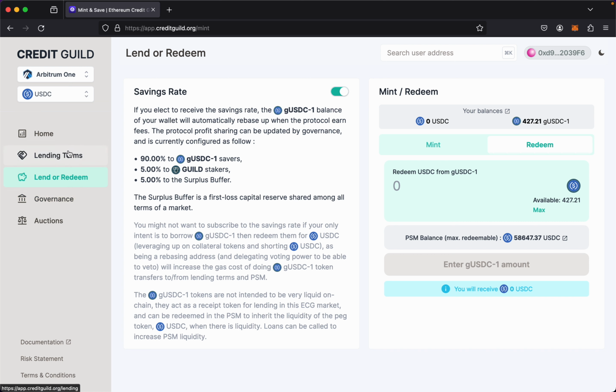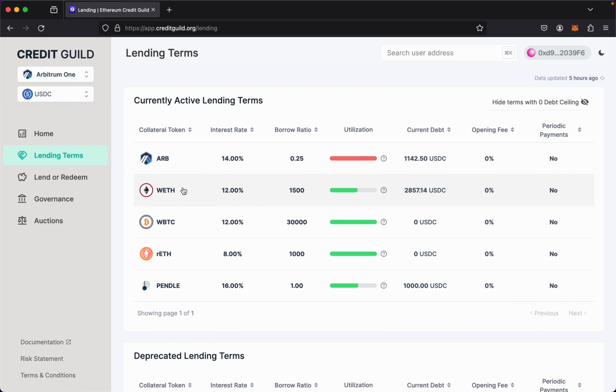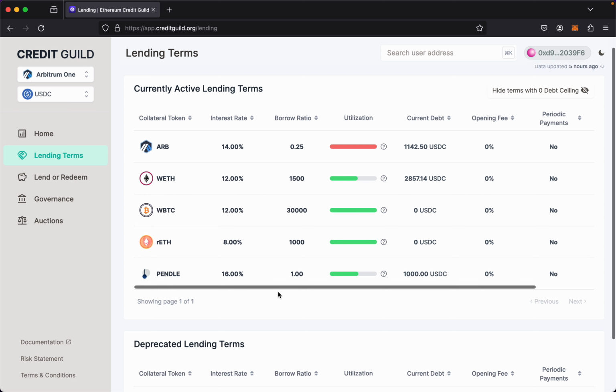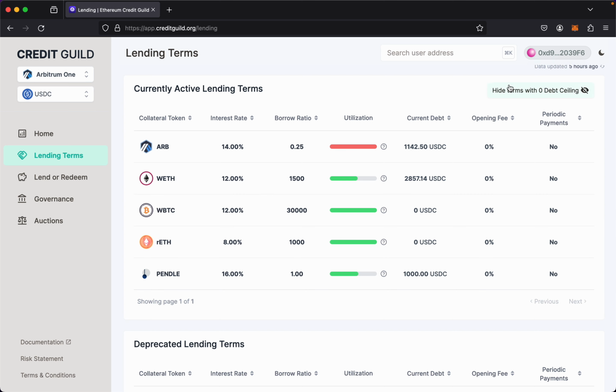Let's take a look at how borrowing works. Now we can go to lending terms. This is a list of all of the available different loan terms in the protocol. You can see that the terms with zero debt ceilings are hidden. So these are the terms that have been approved and which have Guild stakers voting for them, which allocate some debt ceiling. So a term can be approved, but it will start with a zero debt ceiling unless someone stakes to it. So let's say we wanted to borrow.